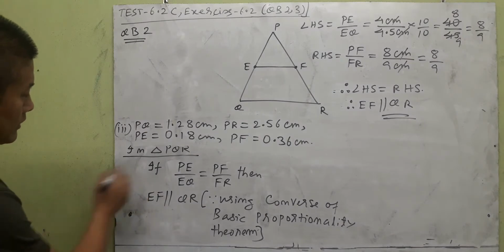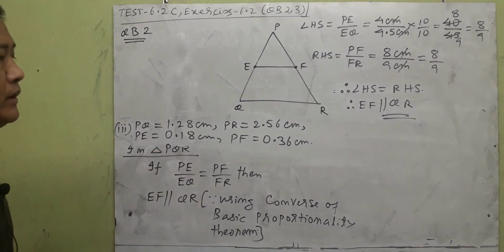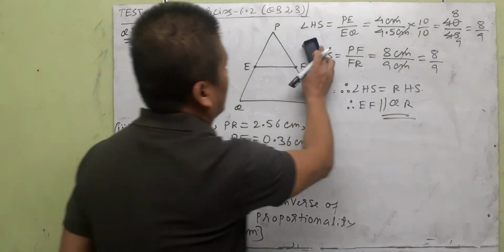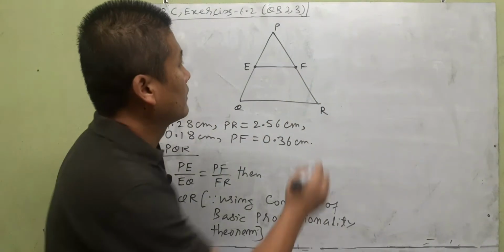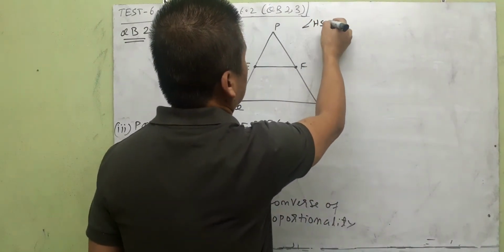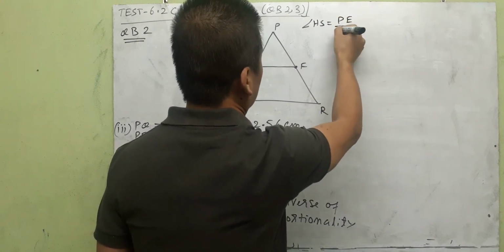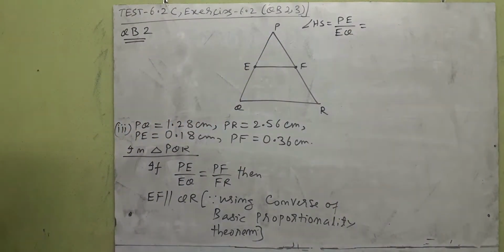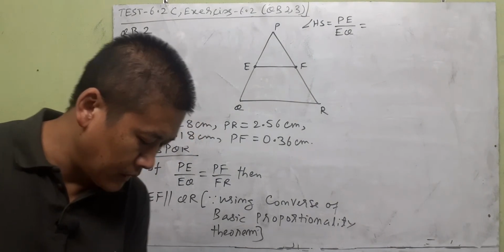So with this, we write the same thing in the triangle. If these two are equal, then they will be parallel. Up to here, you pause the video and write it. Come and rejoin. Let's take out the left hand side here. Left hand side is PE by EQ. So let us write that. PE by EQ, right?